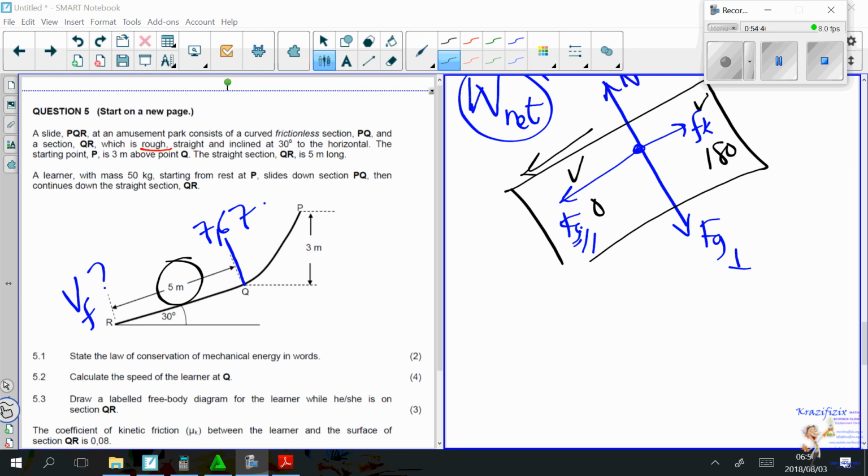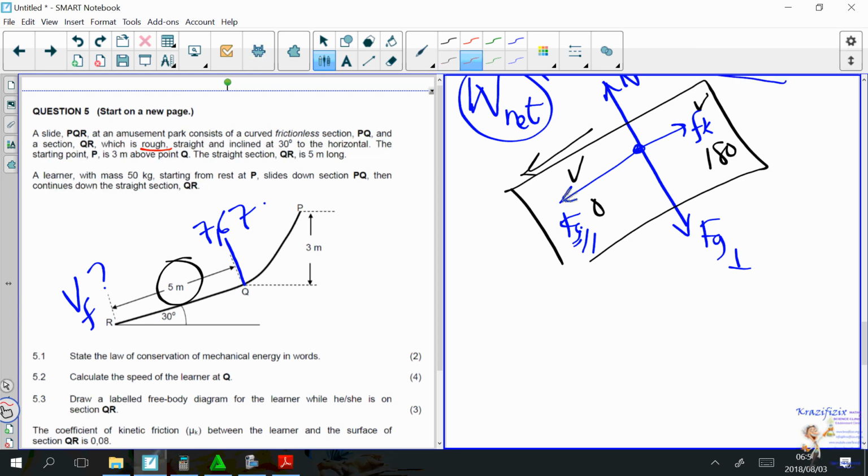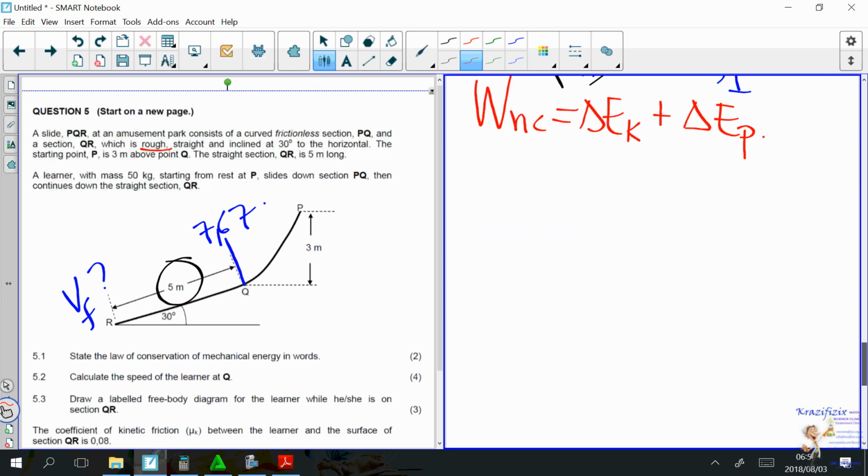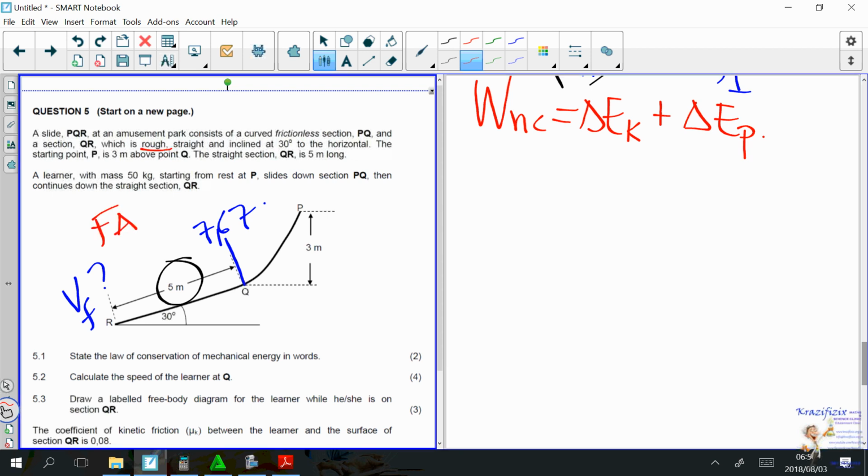Now I want to use my work done by non-conservative forces. If you go to your formula page, I just click this part so that I have space. Work done by non-conservative is change in kinetic energy plus change in what? Potential energy. We mentioned this formula a while ago. In this case, which non-conservative force do I have? There's no applied force, there's no tension, but there's friction.